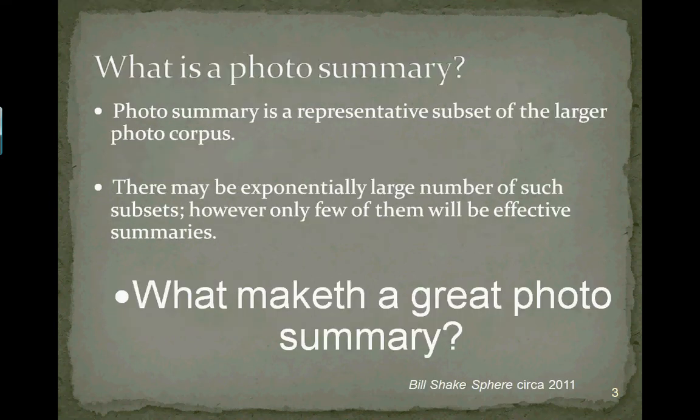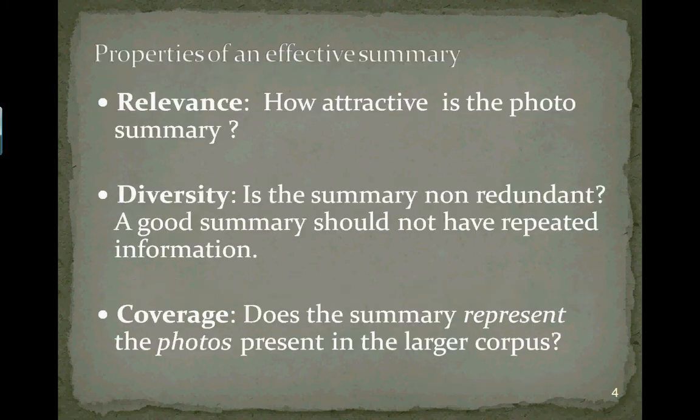corpus. We define a photo summary as a subset of the photos shot in a life event like a birthday party, trip, etc. Not all such subsets are effective summaries. The goal is to define properties which generate a desirable summary. We identify these properties as relevance, diversity, and coverage. Relevance determines how attractive the photo summary is. Diversity is a measure of non-redundancy. Coverage determines if the summary is a good representative of the large number of photos shot in the life event.